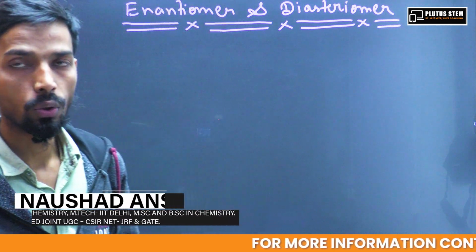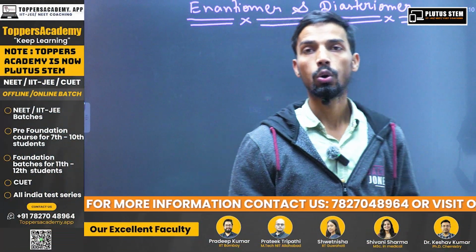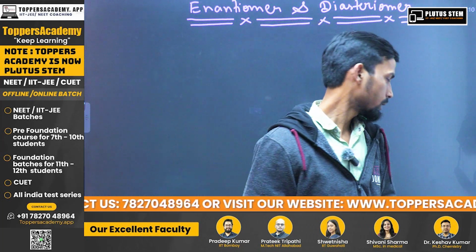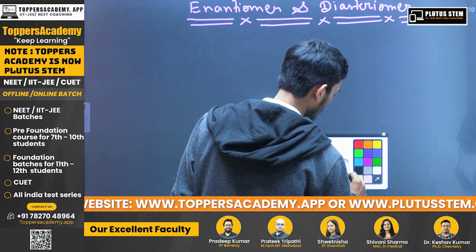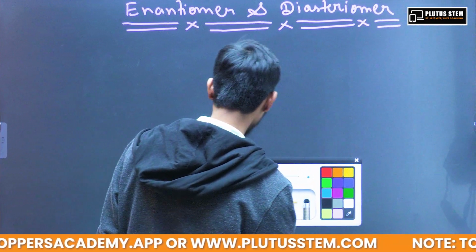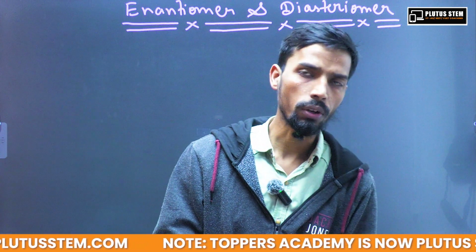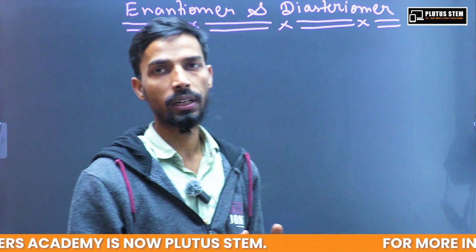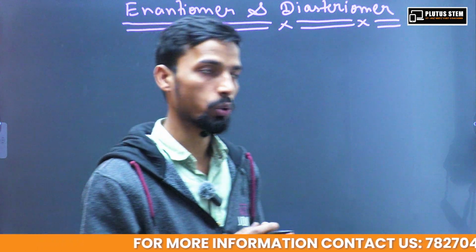So today we are going to discuss enantiomers and diastereomers. It is a very important topic from the exam point of view of JEE and NEET. Most of the students get stuck in this. What are these enantiomers and what are these diastereomers? How to differentiate between them? Today we will discuss enantiomers and diastereomers in quite some detail. We will compare them and differentiate them also.